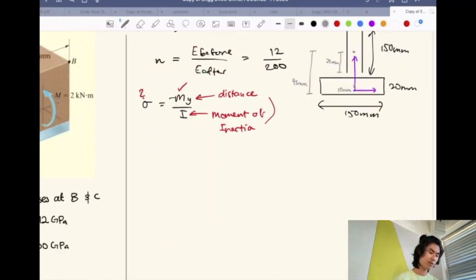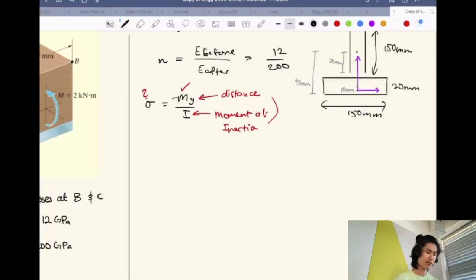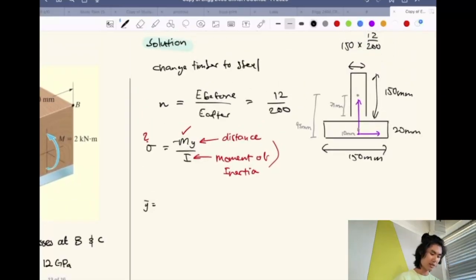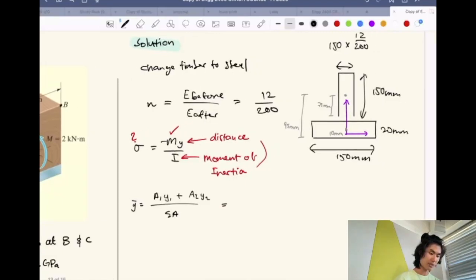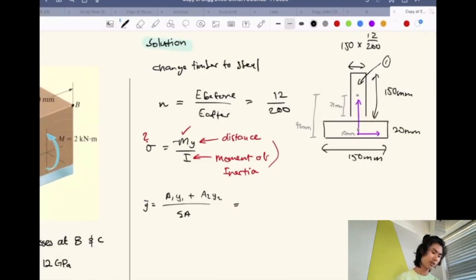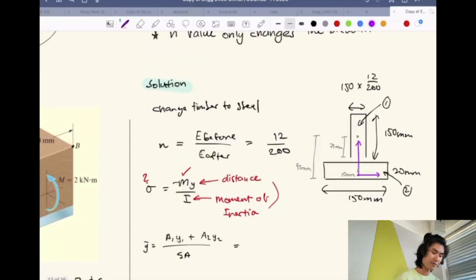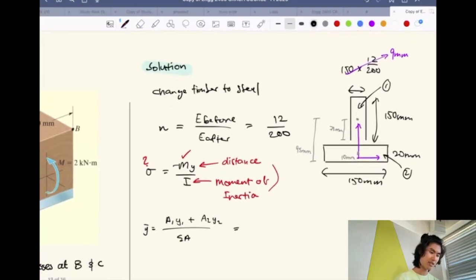So then you have to go through the whole process of y bar is equal to a1 y1 plus a2 y2 over a, and then you get something that looks like, if we call this shape 1 and call this shape 2, this value comes out to 9 millimeters. So let's convert everything into meters as well.